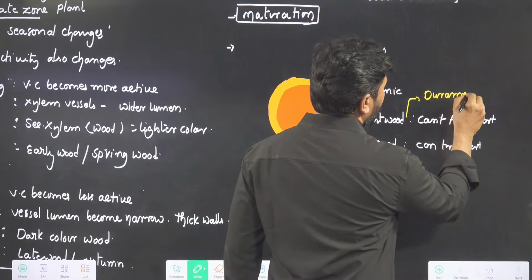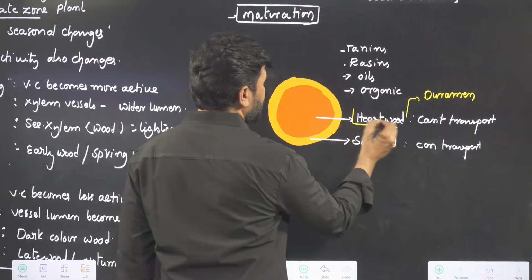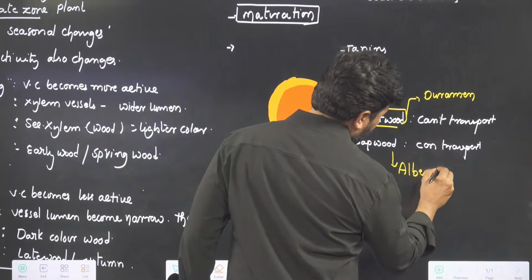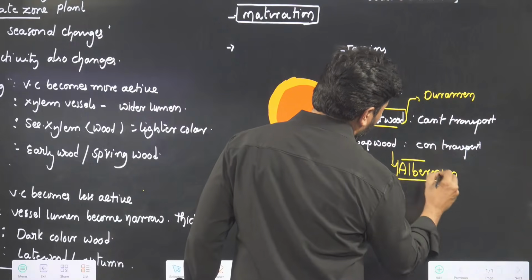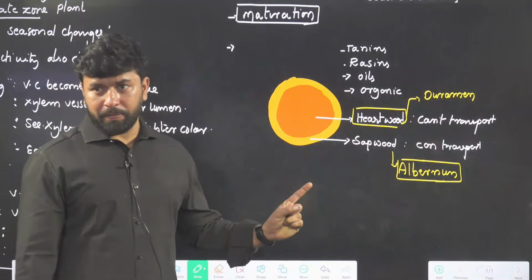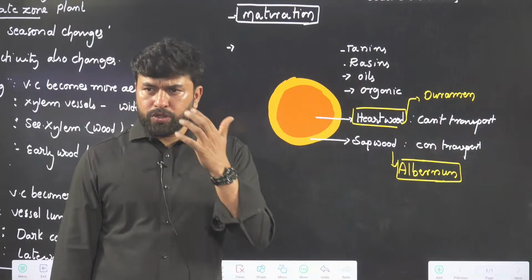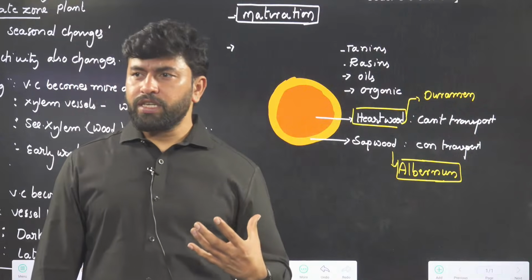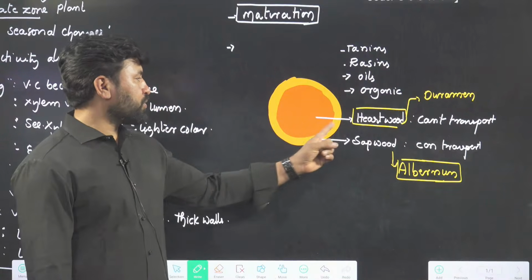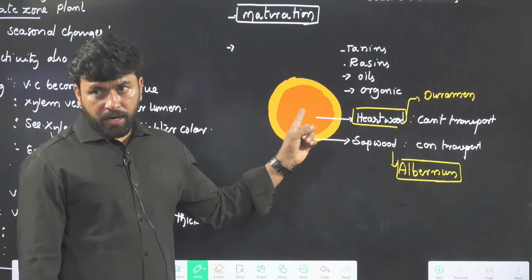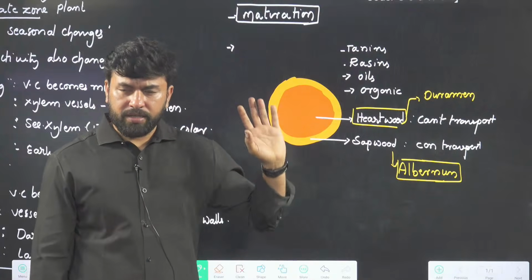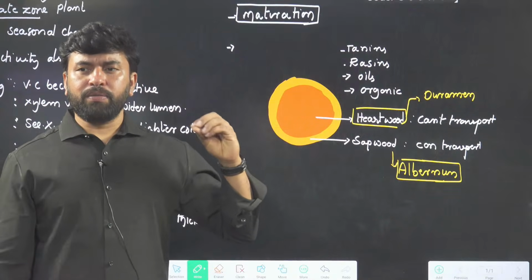All commercially valuable wood belongs to heartwood. Sapwood is called alburnum because it is somewhat lighter in color or nearly colorless. All commercial woods, the rosewood, teak wood, and the variety of woods that are available for construction and different types of equipment, all belong to heartwood. Careful, heartwood is not autumn wood. The heartwood and sapwood concept is different. The autumn wood and spring wood concept is different.